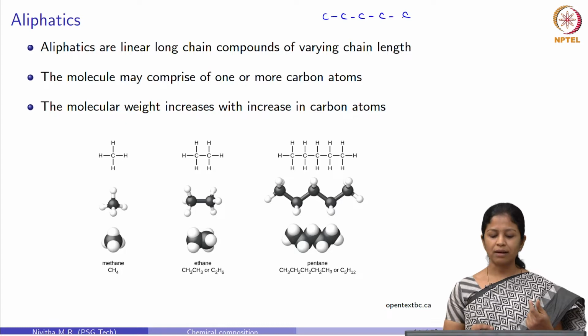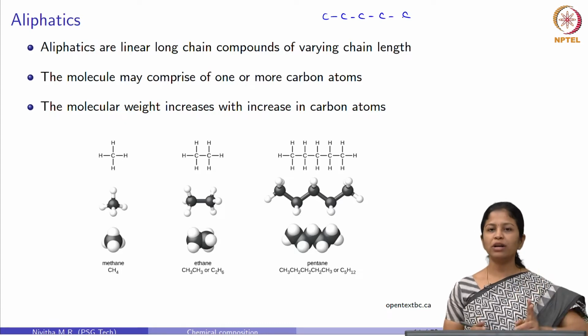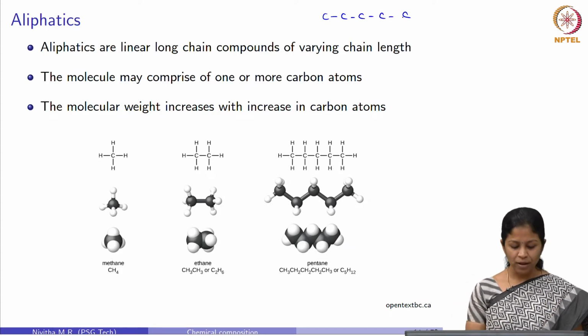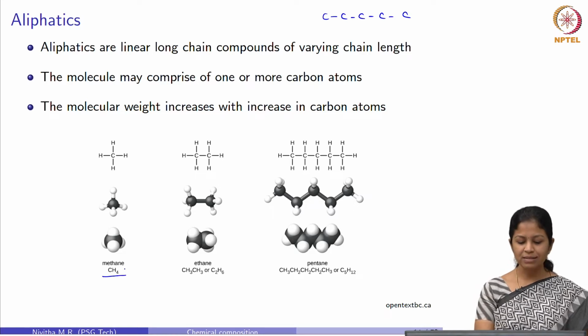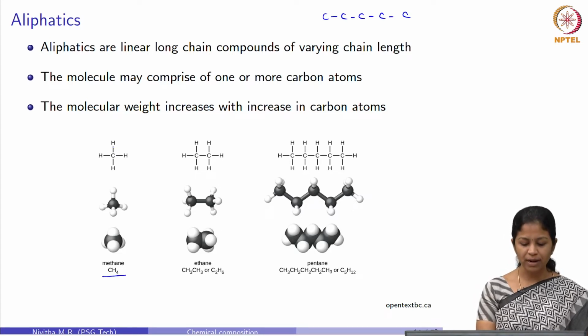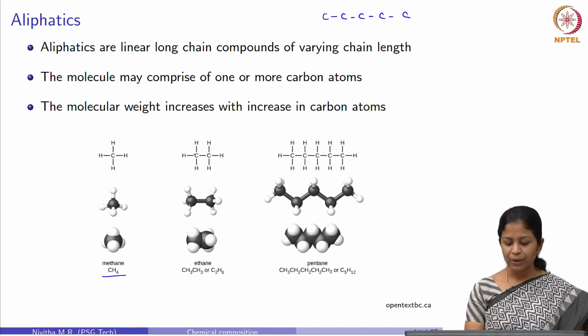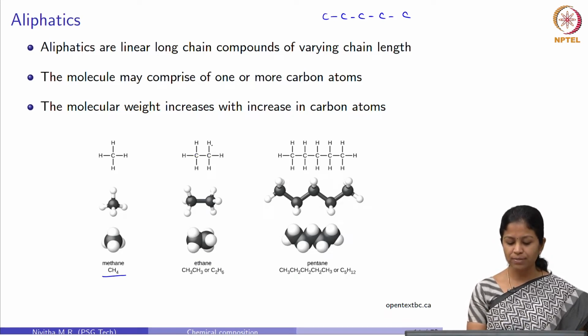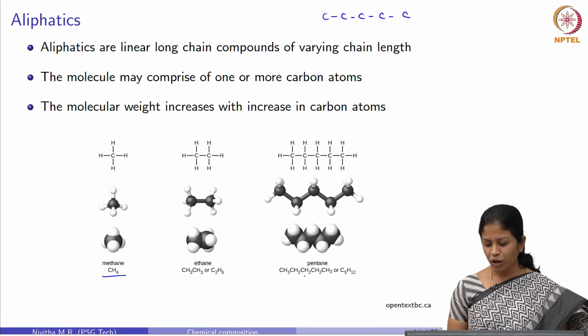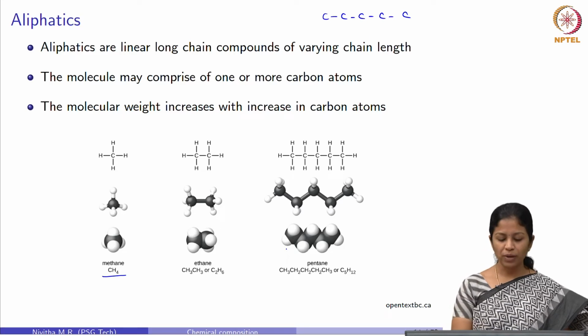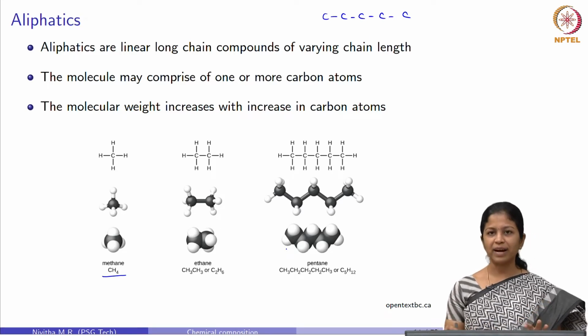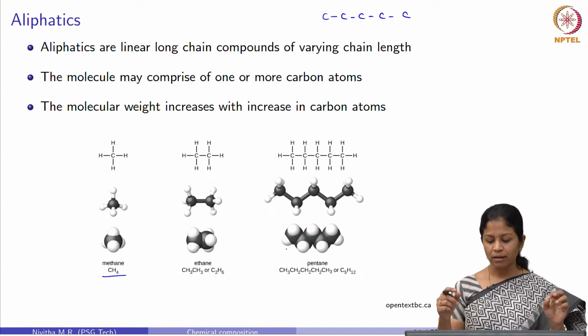The molecule can comprise one or more carbon atoms. If we have one carbon atom, we call it methane. We can see one carbon atom and 4 hydrogen atoms here. Similarly, we have ethane where we have 2 carbon atoms and 6 hydrogen atoms. We also have pentane here. So, these are called aliphatics, linear long chain molecules.